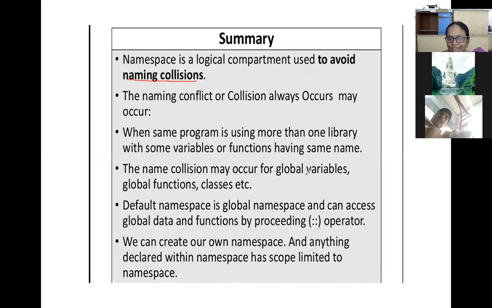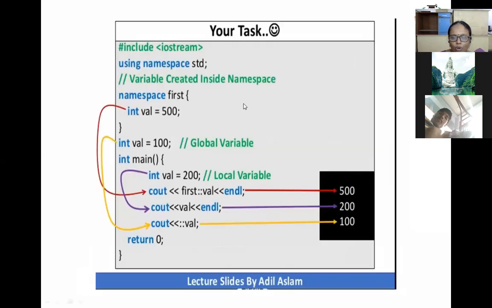So if a name collision is there, whether it is a global variable or inside a function or class, I can use the namespace, and using the scope resolution operator, I can access my global variable. And if the same variable is declared inside the namespace, depending upon my scope limit, I can access my namespace, whether it is private or public. That's why they say according to the scope, we can access. Have you all understood this namespace topic? Do you have any doubt? Kindly tell me. Shall I move on to the next topic?